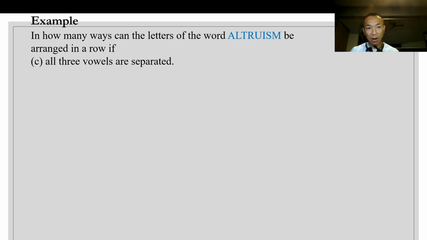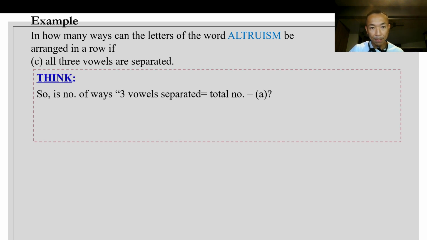Alright, again, you have 3 vowels, you want it to be separated. Now, a common misconception, a common mistake that people do is, since you want all 3 to be separated, can I take the total number of ways, which is no restriction, right? Which is essentially just 8 factorial, right? Minus away your answer in part A. Just recall, answer in part A is when all 3 vowels are together. So, the answer is no.